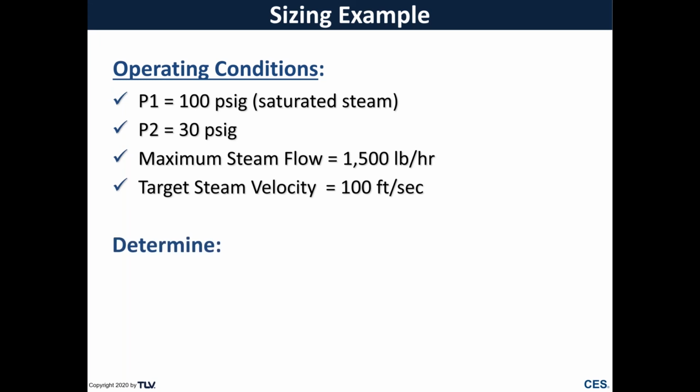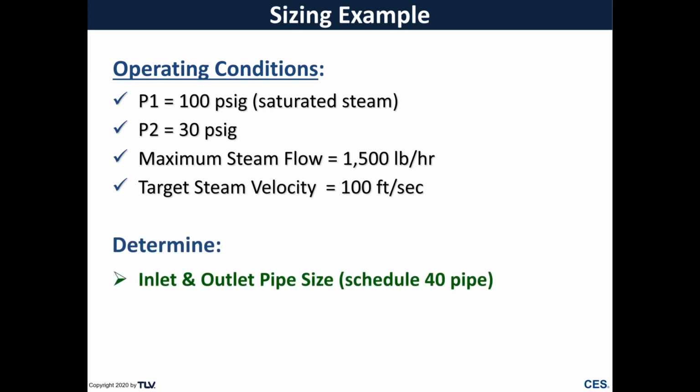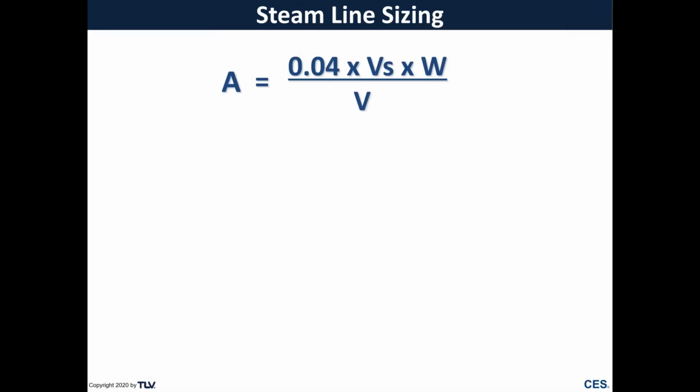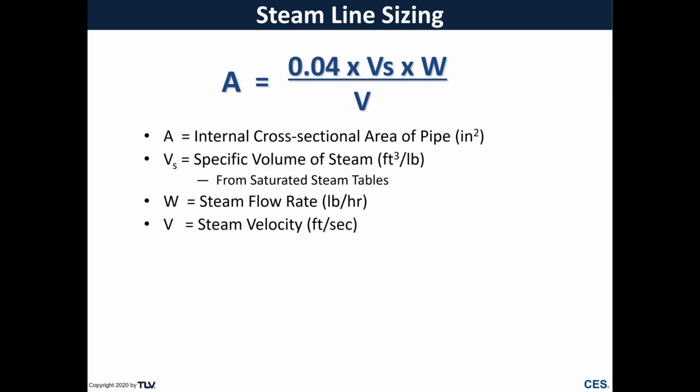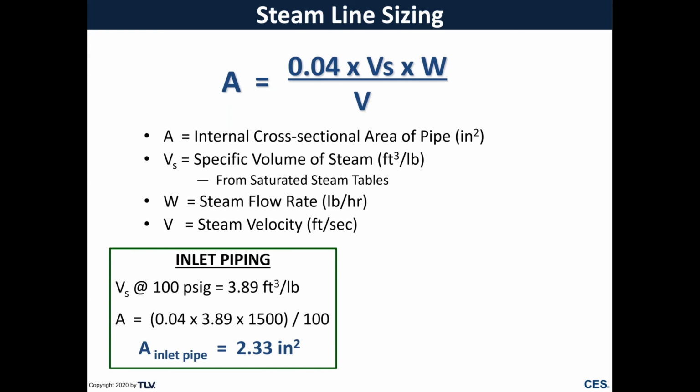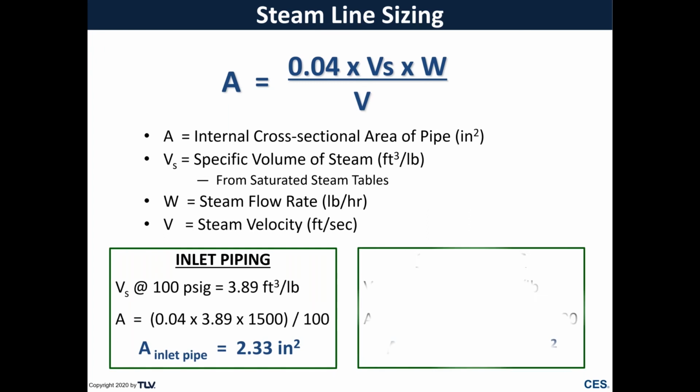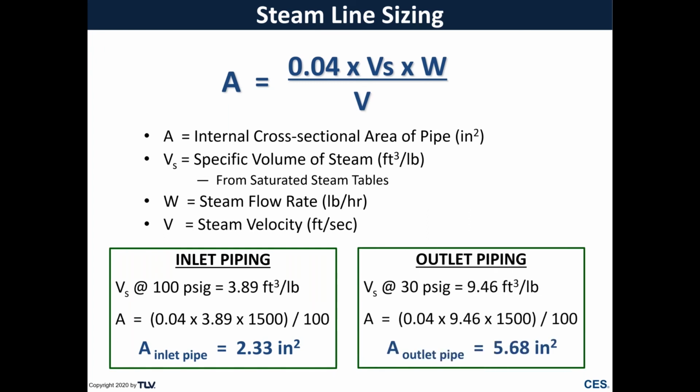From this, we need to determine the inlet and outlet pipe size when we're using Schedule 40 piping, and of course the PRV model and size to install in the line. We first start with the piping. To determine the proper pipe sizes, we can solve for the cross-sectional area of the pipe as shown in this formula, which requires that we know the specific volume of the steam at the steam pressure in the line, the maximum steam flow rate, and the target steam velocity. And so for the inlet piping, we calculate a cross-sectional area of 2.33 square inches, and for the outlet piping, the area is 5.68 square inches.